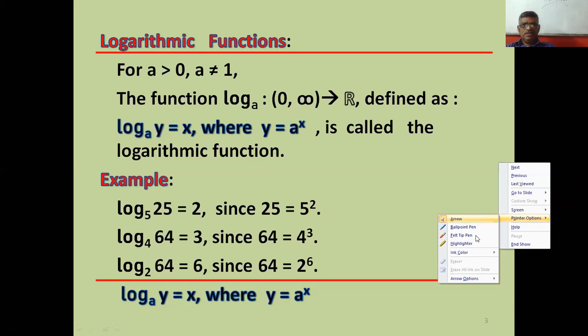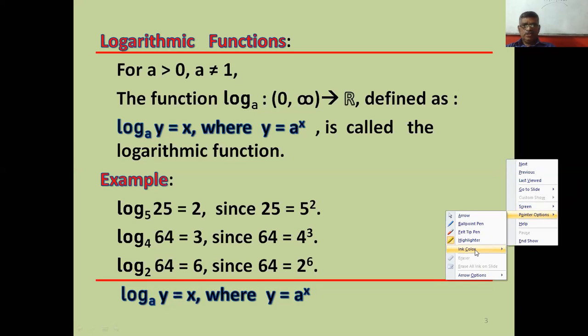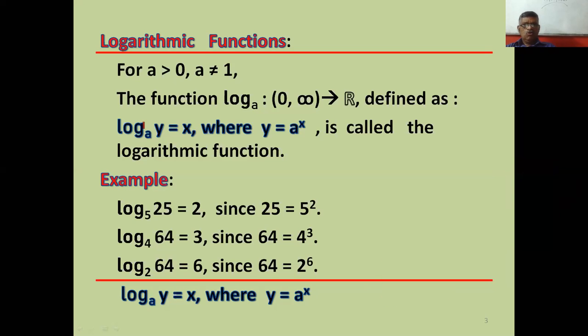Log y base a is x when y equal to a raised to x. That is what we have to remember. Here a is called the base of logarithm. See the examples. Log 25 to the base 5 is 2. Why? Because 25 is 5 raised to 2. Go on chanting this again and again in your mind: log y base a is x when y equal to a raised to x.